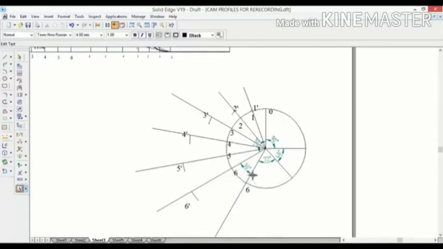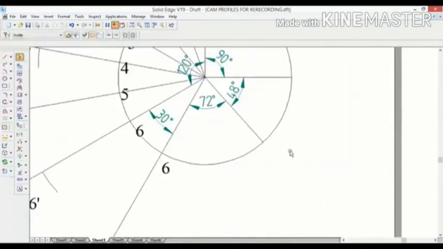Now the 6 to 6 30 degrees dwell, so we don't want any radial lines. Consider this 72 degree. We divide 72 degree into 3 equal parts. So 72 degree divided by 3, we get 24 degrees. So we need to measure an angle of 24 degrees. Take protractor, keep protractor on this line and measure 24 degrees.